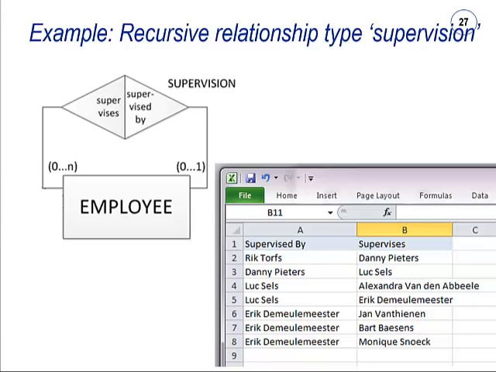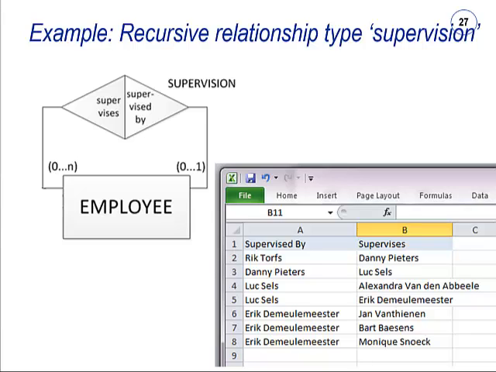So we would like to model the supervision relationship. So here we have a relationship type, supervision, and it says the following. An employee supervises minimum 0, maximum n other employees. Vice versa, an employee can be supervised by minimum 0, maximum 1 employee. Let us do that again. So an employee supervises minimum 0, maximum n other employees. An employee is being supervised by minimum 0, maximum 1 employee.